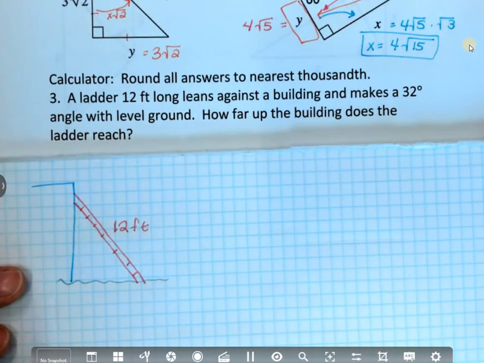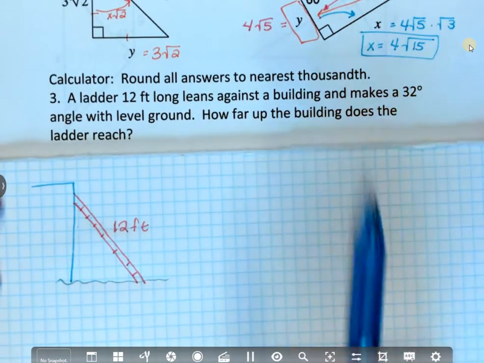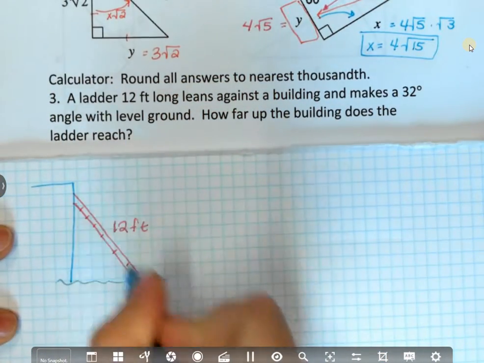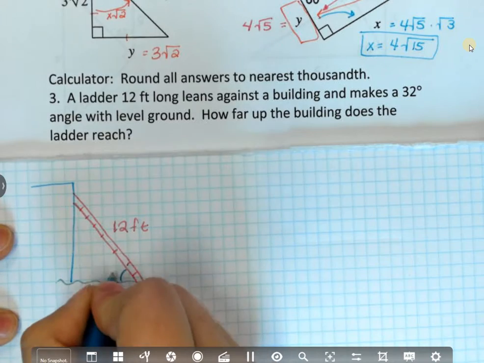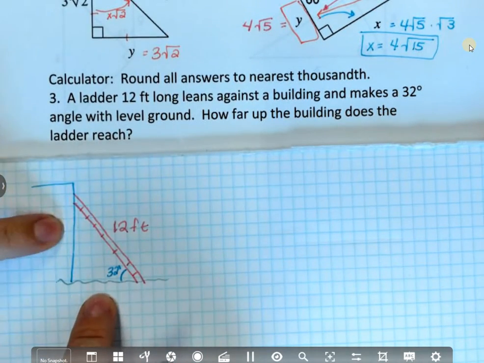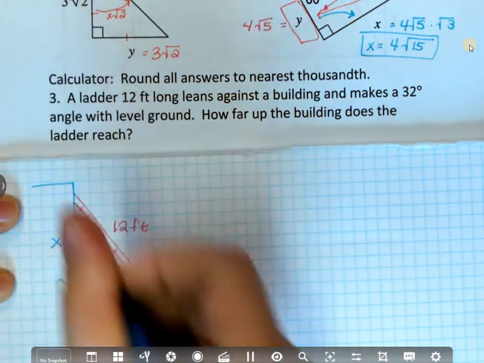Did they say elevation or depression in here? No, so we literally just put the angle where it says to put it. So it says 32-degree ladder and the ground. Ladder, ground. 32 degrees. How far up the building does the ladder reach? Blue or green? Blue. This is what I'm looking for.